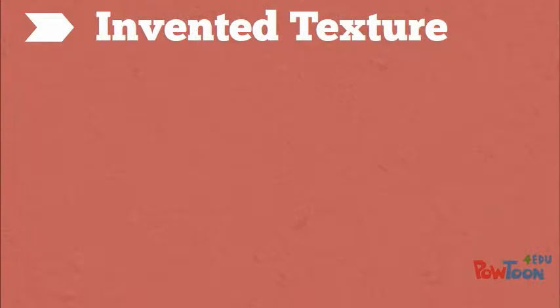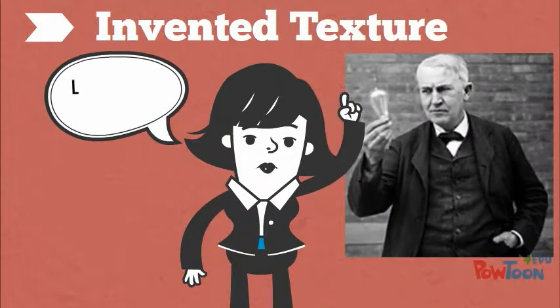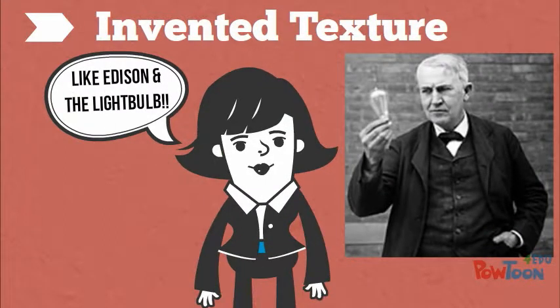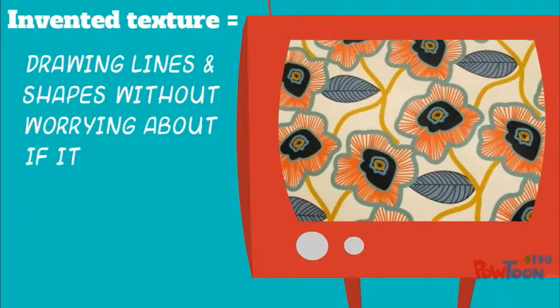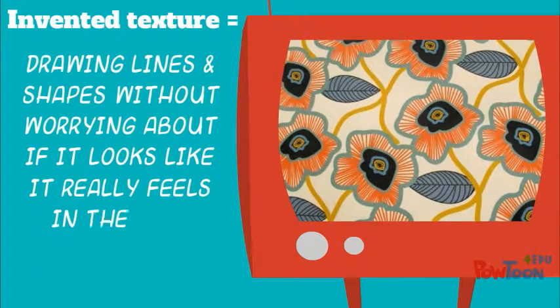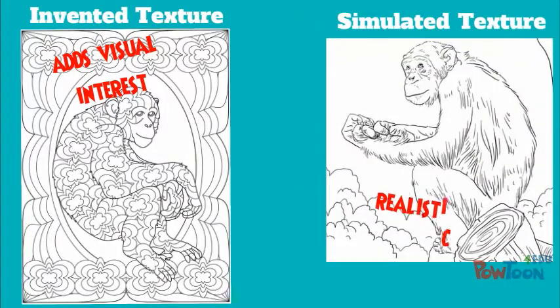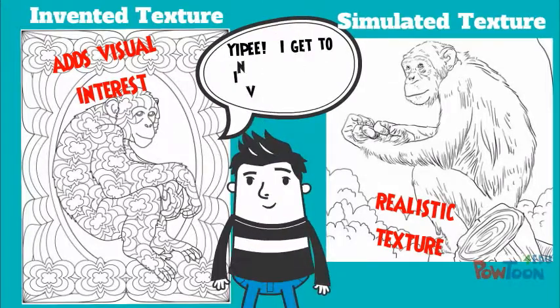And the third kind of texture in art is called invented texture. This is when the artist makes up their own texture, drawing lines and shapes without worrying about how it looks like it feels. The main purpose behind invented texture is to add visual interest to an artwork and does not attempt to represent the world in a realistic way by showing accurate texture.